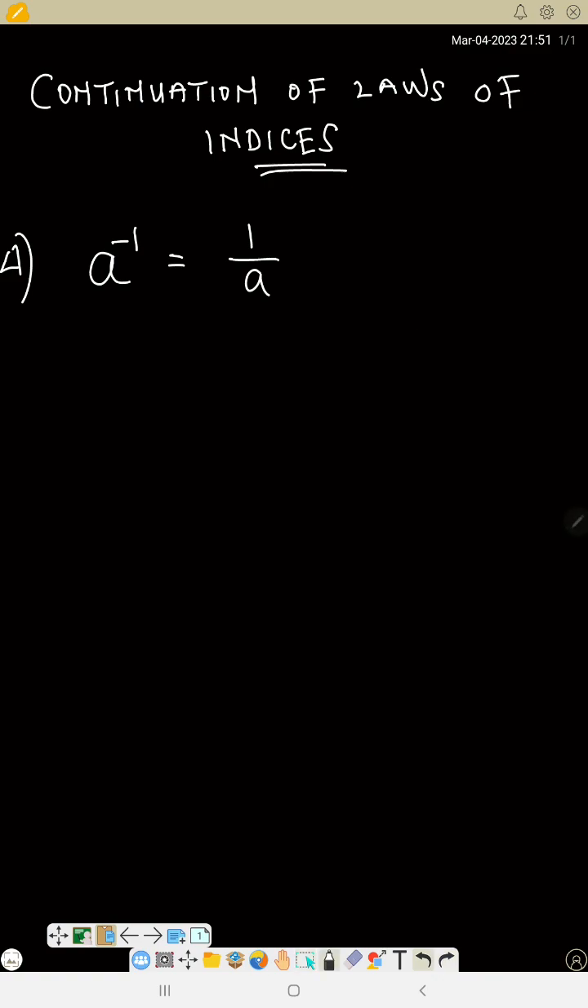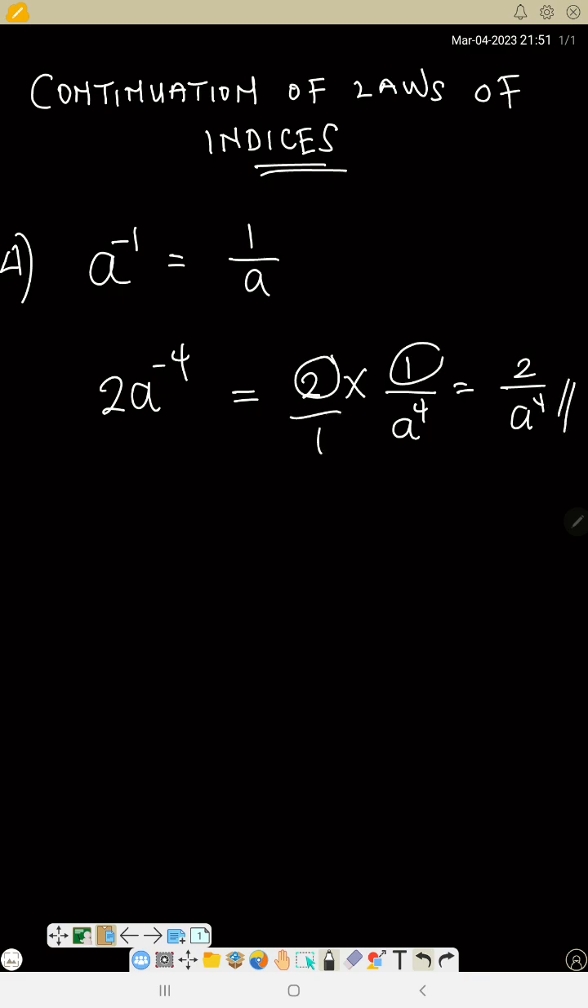So now what if a number is there? If I say 2a raised to power minus 4, this is the same thing as 2 times 1 over a raised to power 4, because it is only the a that will change. So this is the same thing as 2 over a raised to power 4. That is, this 2 is over 1. 2 times 1 is 2.